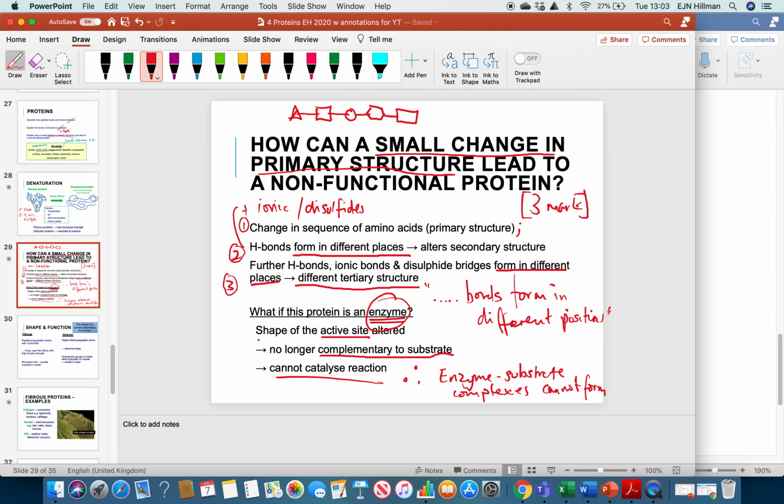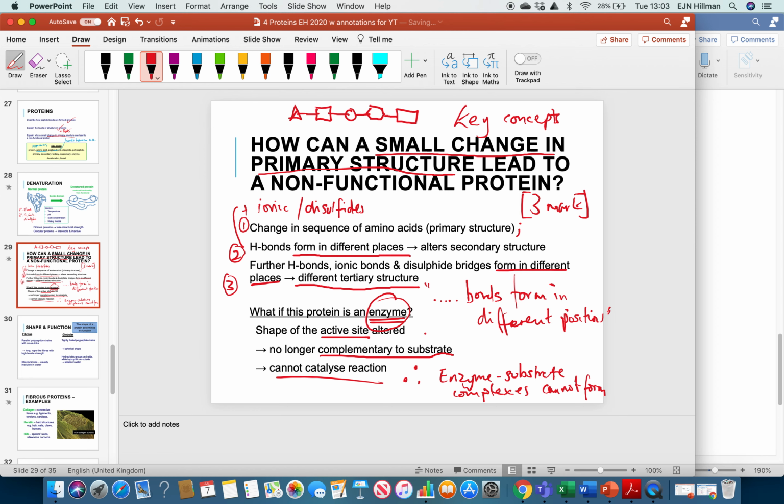So if the question were, what if this protein were a receptor? Well, that would change the shape of the receptor, so it was no longer complementary to a hormone perhaps, and therefore the hormones do not bind and do not bring about the response. Okay, so this type of question comes up an awful lot. When we move on to look at enzymes, we'll return to this, but these are absolutely key concepts in biology.